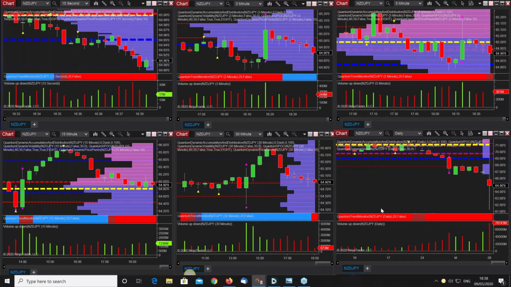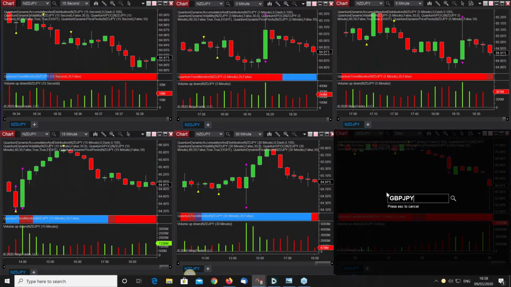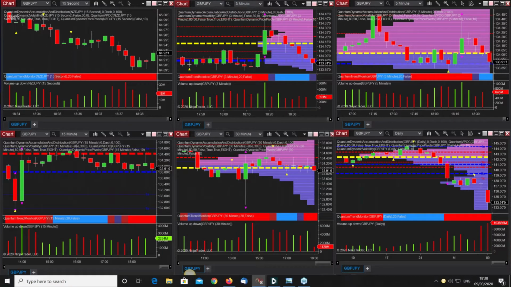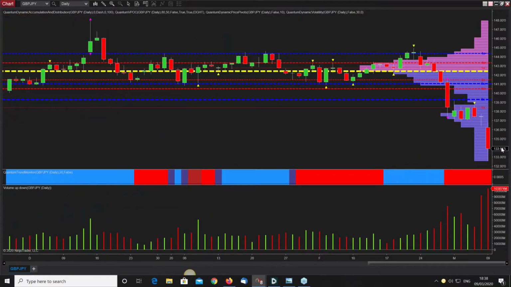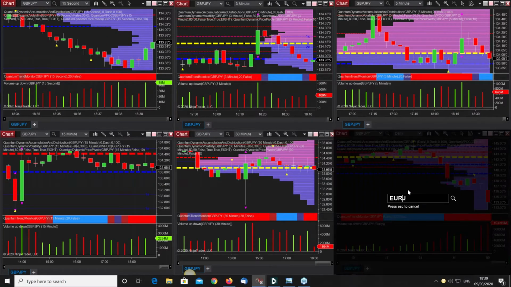That's on the New Zealand yen. Let's have a look at the pound yen. That's a little bit different. It's had a more muted reaction, hasn't got the same depth of wick, still got a wick, still got a ton of volume coming in under there, but certainly not to the same extent as for the Aussie and the New Zealand. Let's have a look at the euro yen.